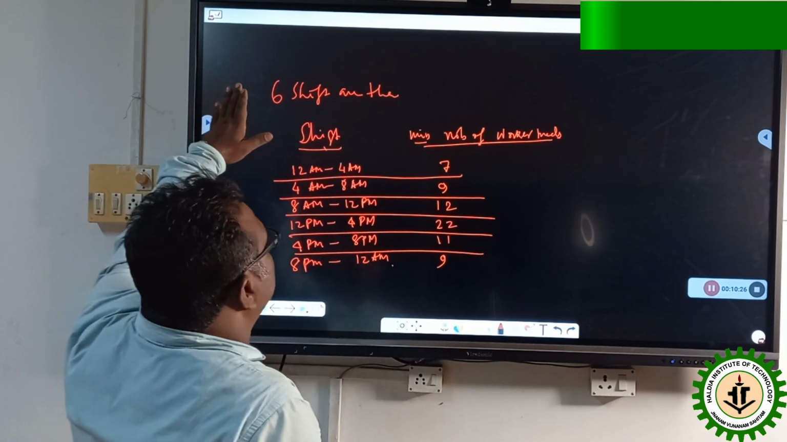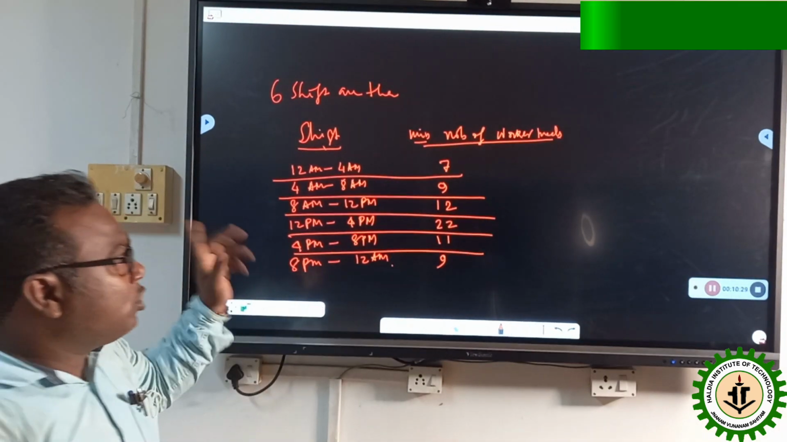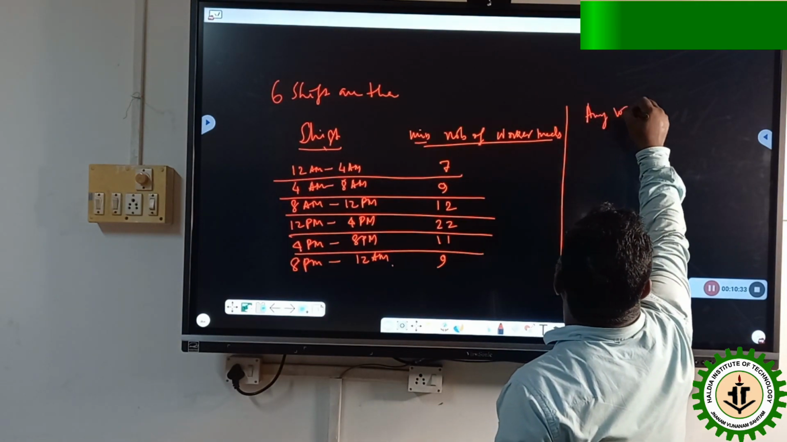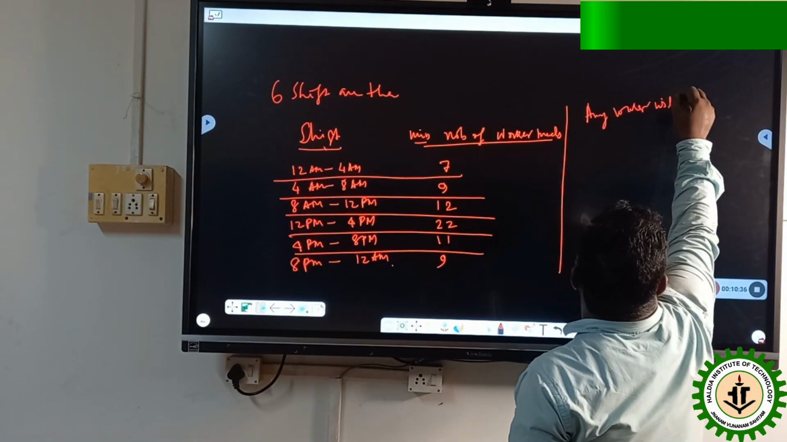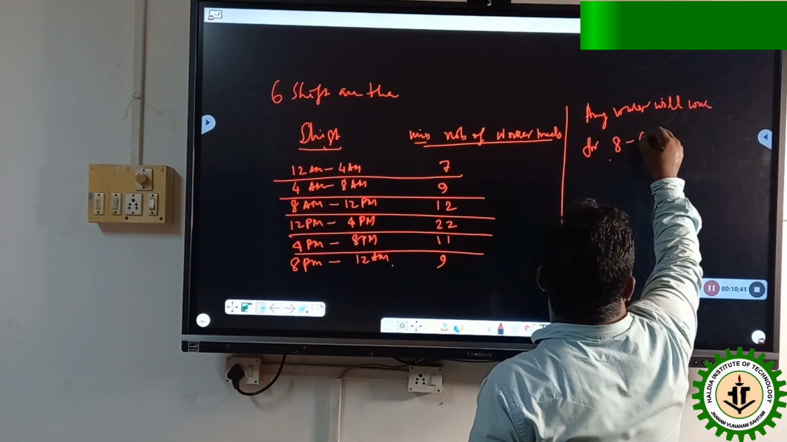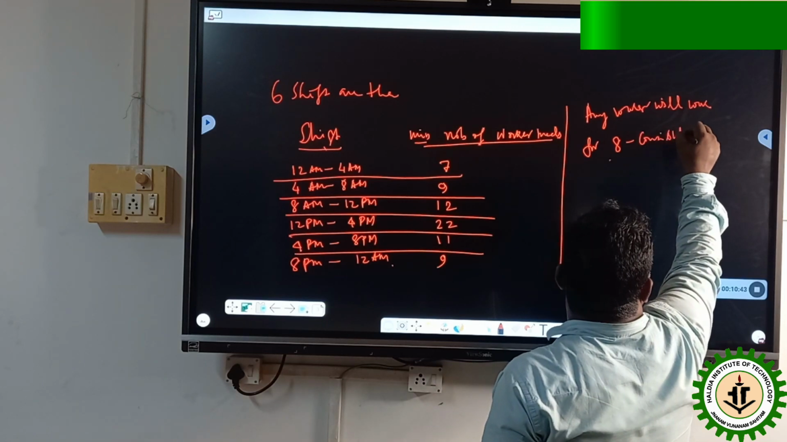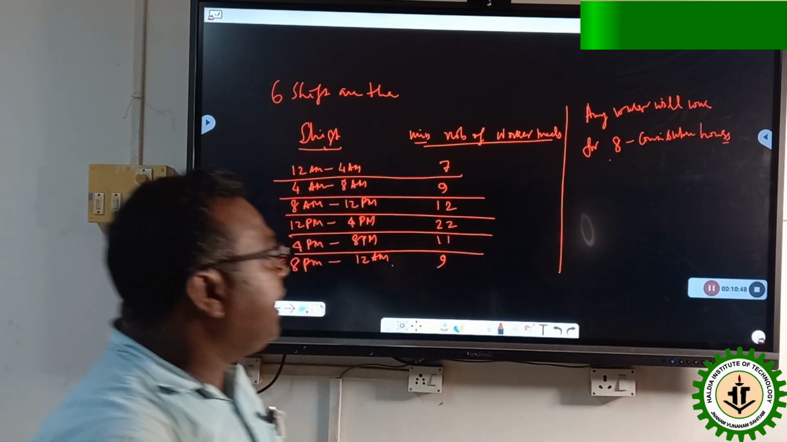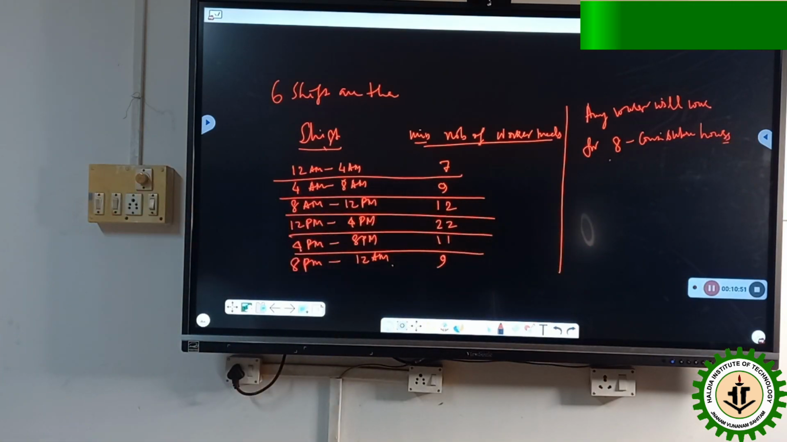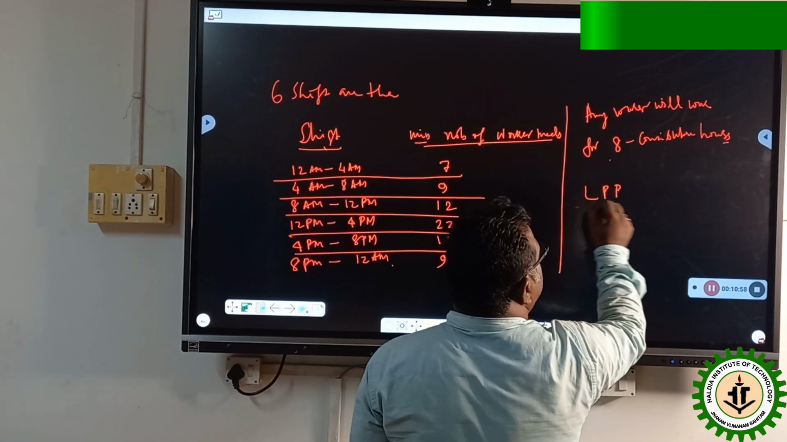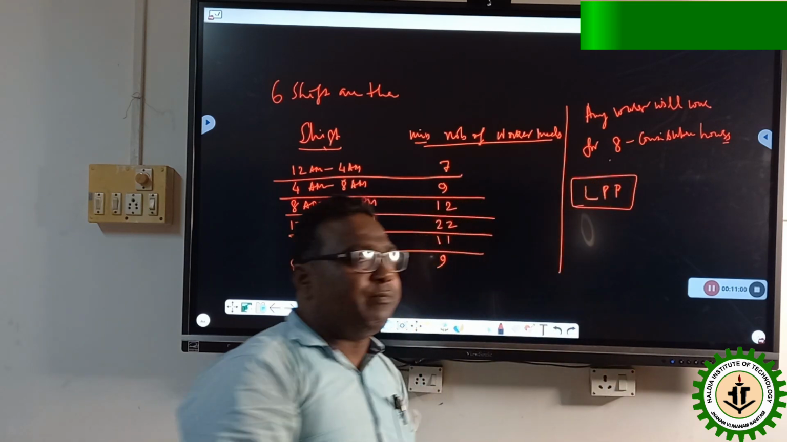So this is the information given to you, and it also says that any worker will work for 8 consecutive hours. They will do the work for 8 consecutive hours. And we have to find out what the LPP is. So this is the simple information given, and we have to find out the LPP from there.